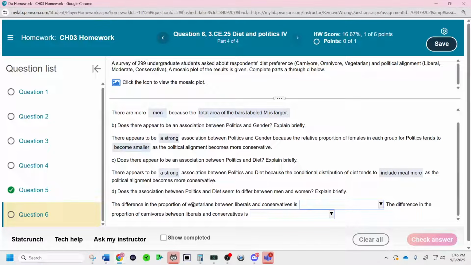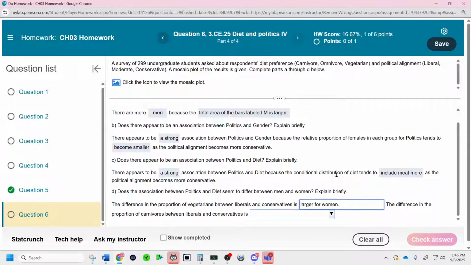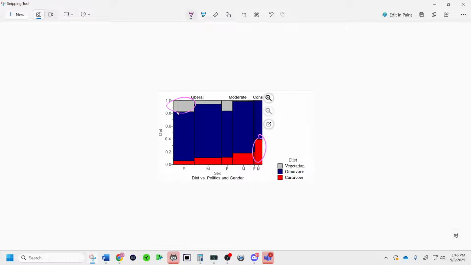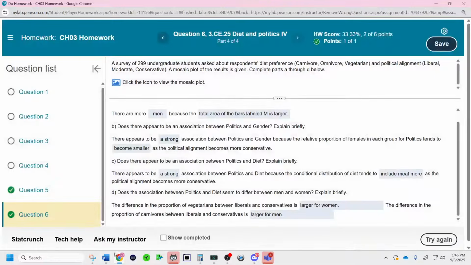So the difference in proportion of vegetarians between liberals and conservatives is larger for women, because women have that big jump right there. So that difference is bigger for women, and the carnivore difference is bigger for men. And that's what we're seeing right here.